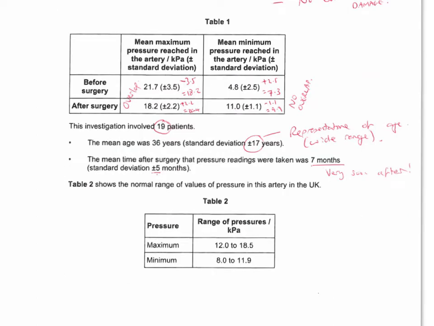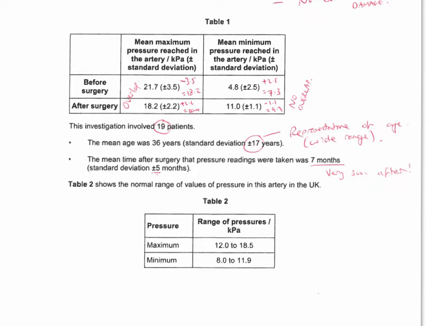For the next question, if we then compare it to table 2, has the surgery worked? Has it been effective enough? So we can see that some people's maximums are still too high. The maximum upper limit is 18.5. So if we look after surgery, 18.2, yes, the mean is lower than the maximum. But if we add the standard deviation onto that, 20.4, that's showing that quite a few people's maximum is still above the recommended range of pressures. And a similar thing can be seen about the minimum. So after surgery, if you add 1.1 onto 11, it gives you 12.1, that's then higher than the normal range of values here. So again, some people are too high.